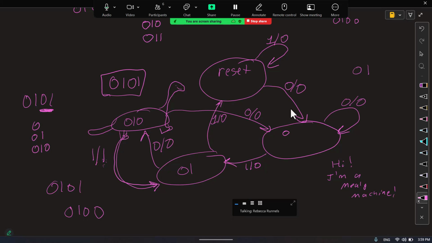And at any point I want to look at what I have and see, are my last 3 digits 0, 1, 0? Nope, then I'm not going here. Are my last digits 0, 1? Yeah, so I can go to this state.